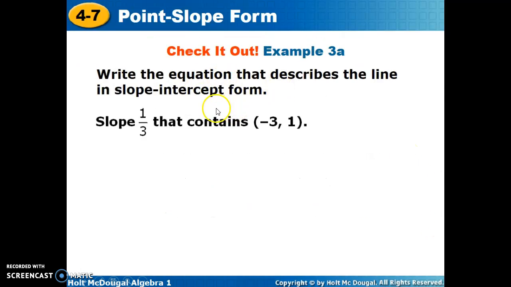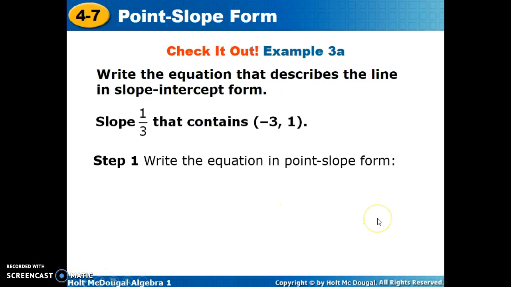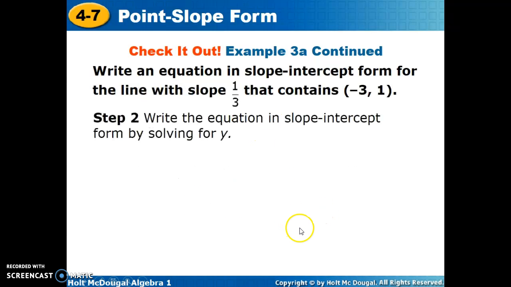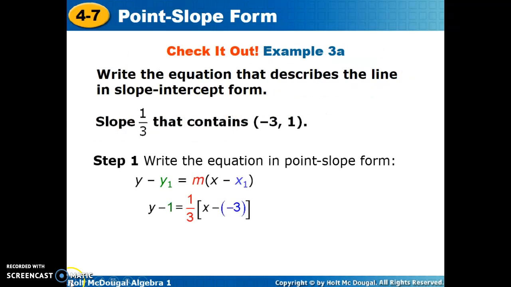Please try this one. The slope is 1/3, and the point is negative 3, 1. So first thing we're going to do is write the equation in point slope form. We have the slope, we have the point. It's y minus y, x minus negative 3, our x value, and we have our slope of 1/3.